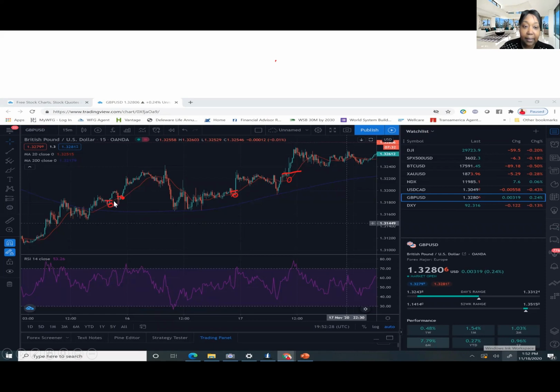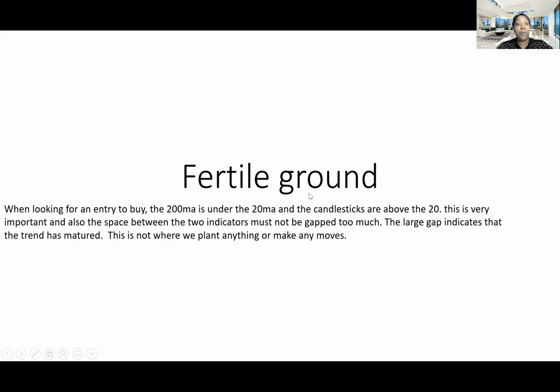Once it passed, and I'm going to get more in depth in terms of exacts on entry, okay? But right now, I just want you to focus on looking at what is considered fertile soil. For the buy, the 200 is below the 20, okay? The 20 is above, and the candlestick will be at or near above the 20 when you get in, okay? Fertile ground, when looking for an entry to buy, is when the 200 EMA is under the 20 EMA and the candlesticks are above the 20.